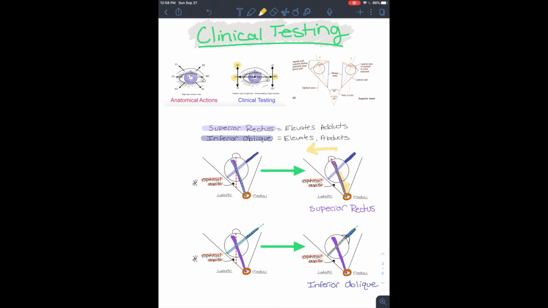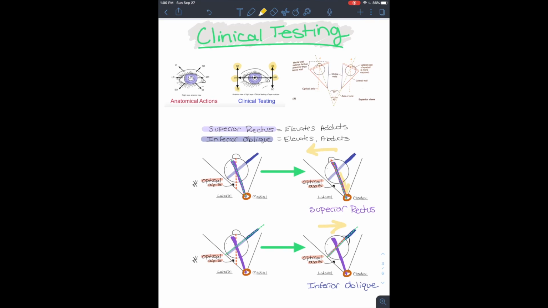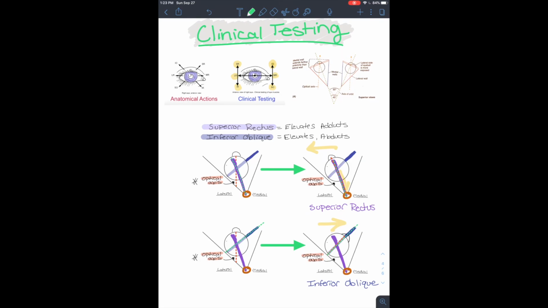Similar thing for the inferior oblique. In order to test the inferior oblique, we have the patient look medially, which aligns the optical axis with the direction that the inferior oblique is pulling. So once the patient looks medially, then we have them look superiorly in order to test the inferior oblique. The same concept can be applied to the inferior rectus and the superior oblique, as we have them look laterally or medially before looking down.